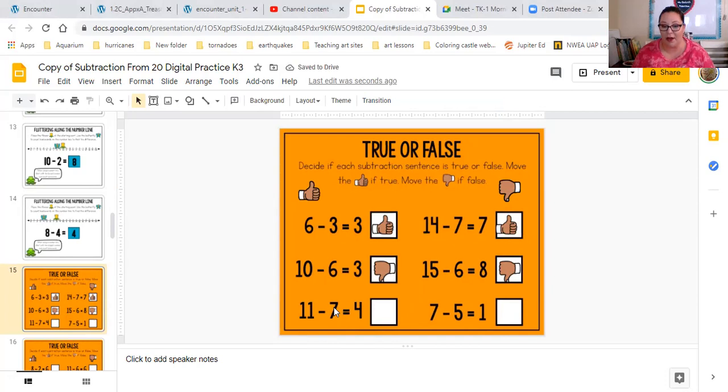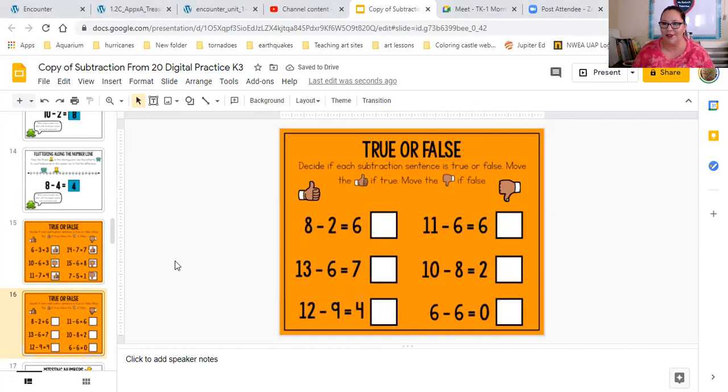11 minus 7 equals 4. I think that's true. That is true. Yes, it is. All right, and 7 minus 5 equals 1. Wait, no. 7 minus 5 equals 2. Oh boy. All right, let's do one more of our true and false. These are fun, aren't they? Oh boy. All right, 8 minus 2 equals 6. That is true.